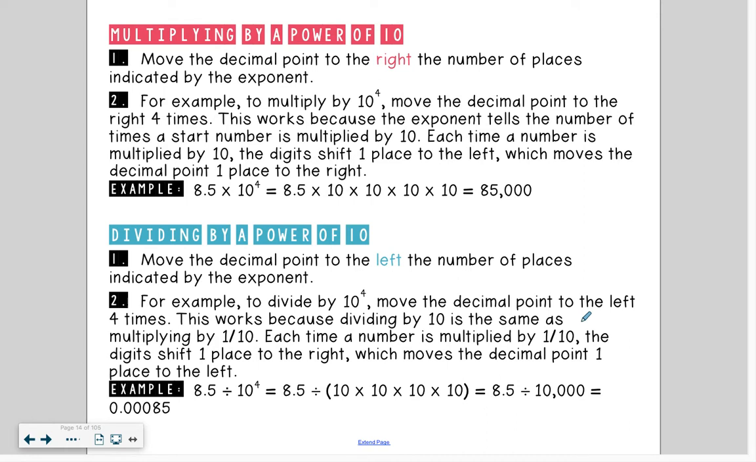When you divide by a power of 10, you're moving the decimal point to the left, the number of places indicated by the exponent. So this is a great resource for you to pause if you need to help you when you're figuring out how to multiply or divide by a power of 10.